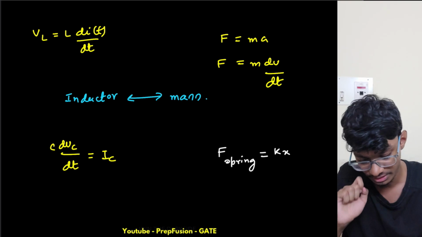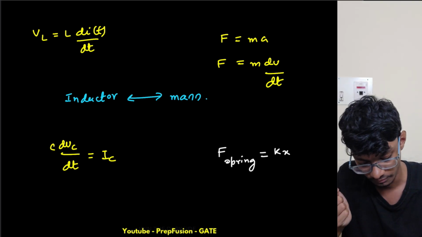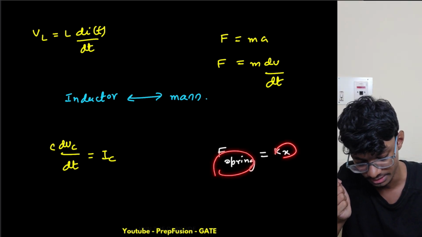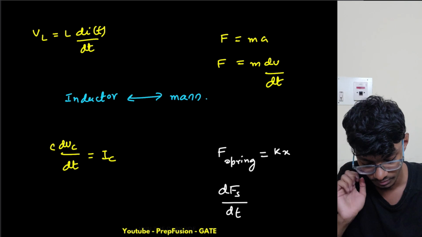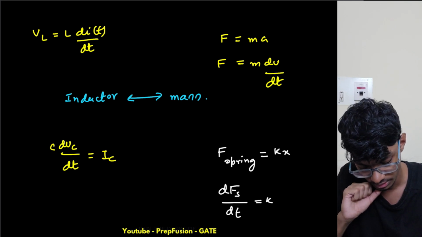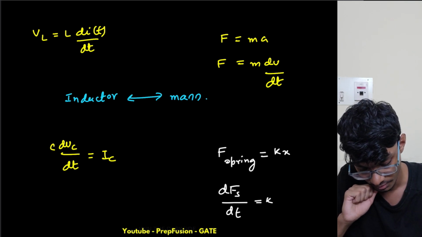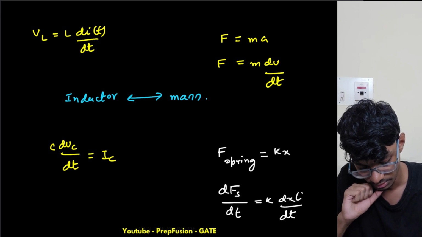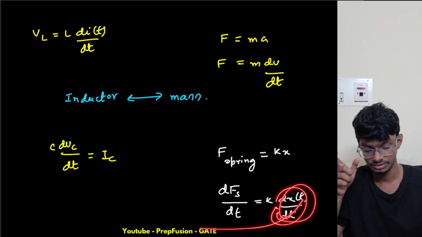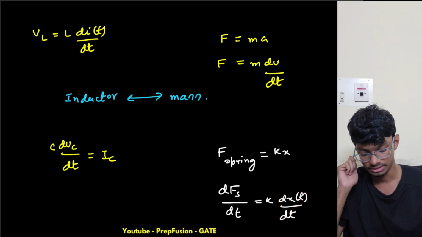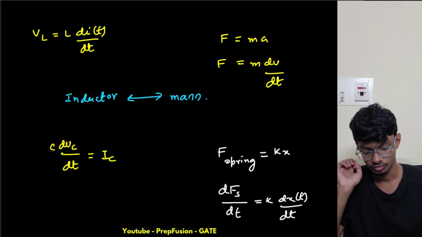Now if I differentiate both the LHS and RHS, what do I get? I get dFs/dt with respect to time equals K dx/dt. So what does this become? This becomes my velocity v. And what is v? V is equal to IC only, and this is C dvc/dt. So how will it relate?